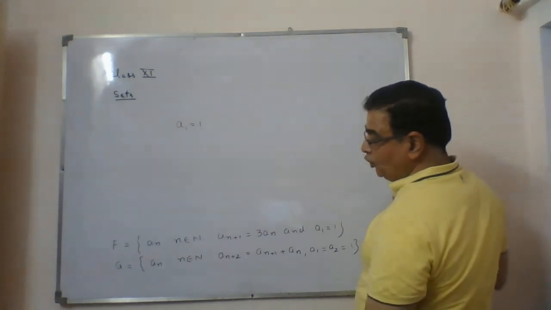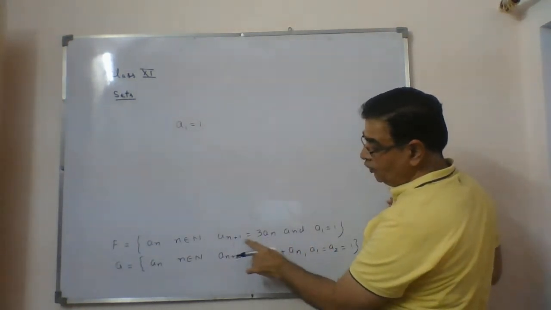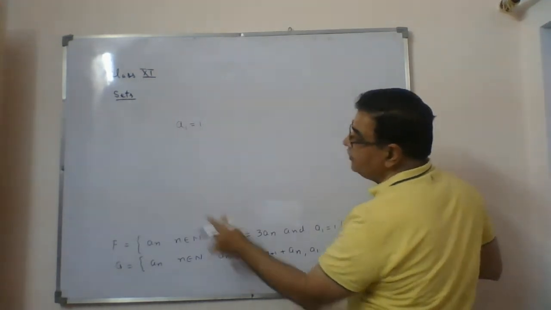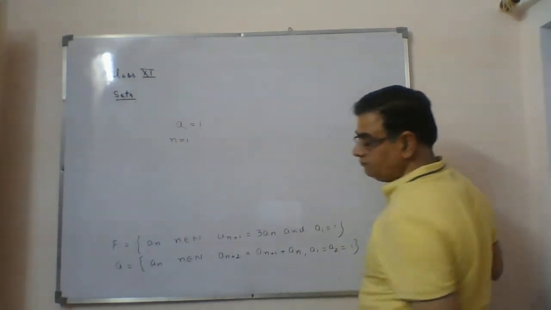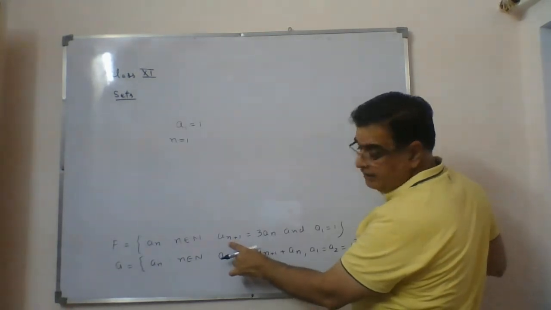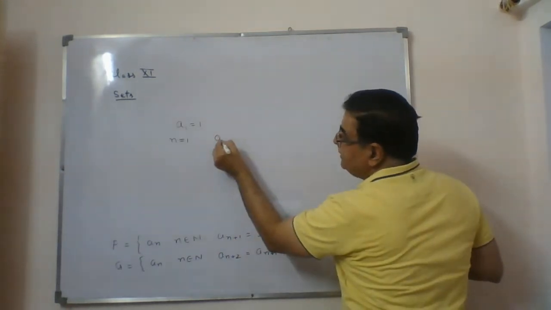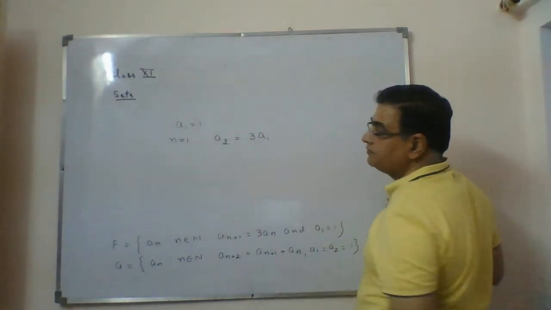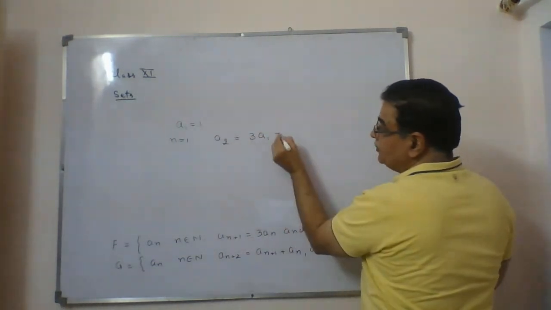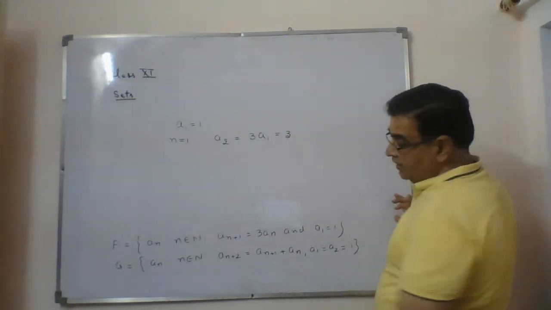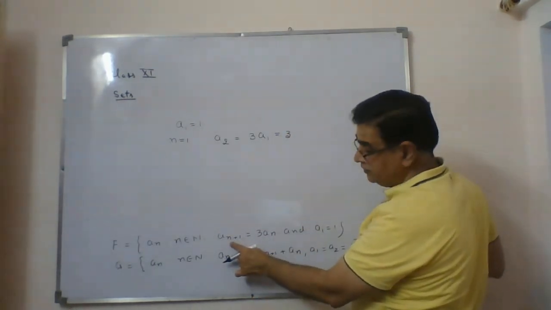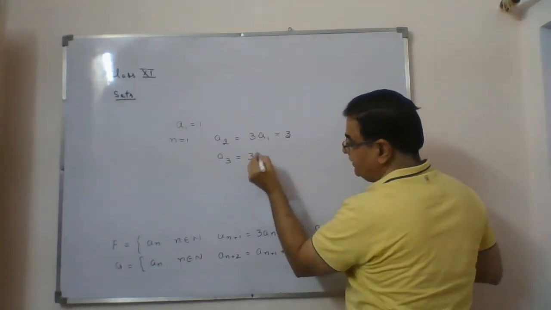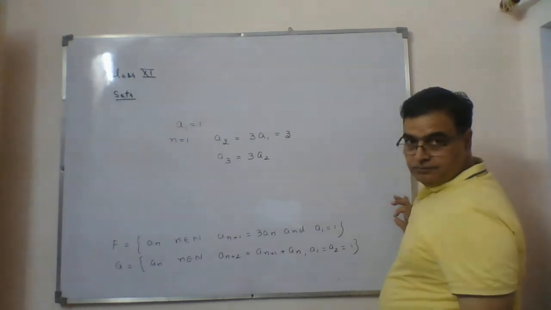Now I want a2. When you want to calculate a2, n is a natural number, and for a2, n we will place as 1. When you place n as 1, it will become a2 directly, and this will become thrice of a1. a1 is 1 only, so it will come out to be 3. Then when you take n as 2, then it will come a2 plus 1, that is 3 times a2.